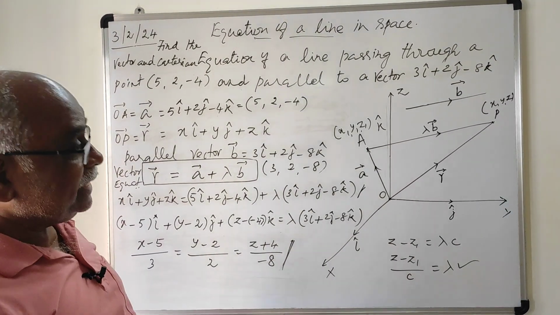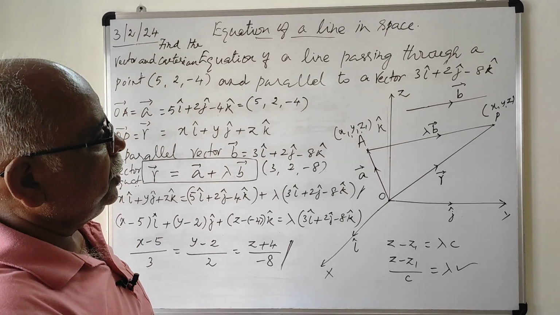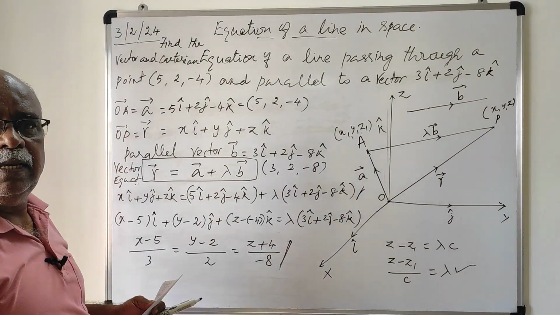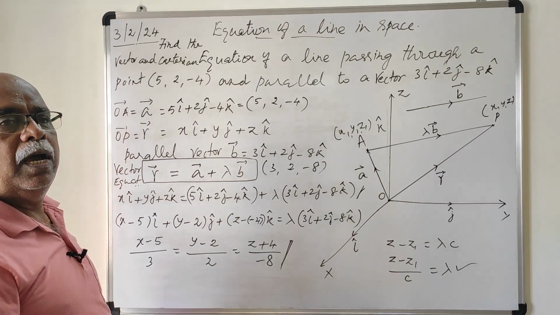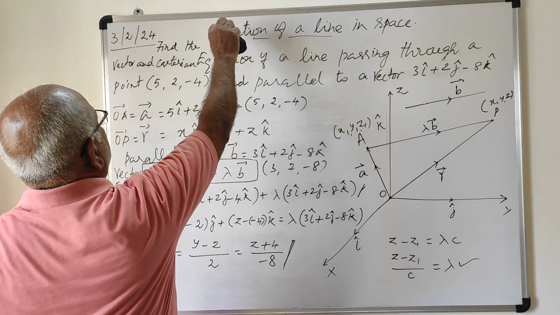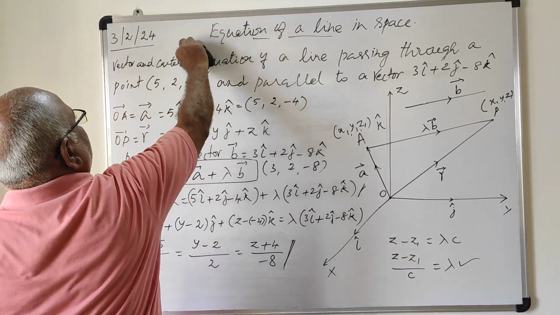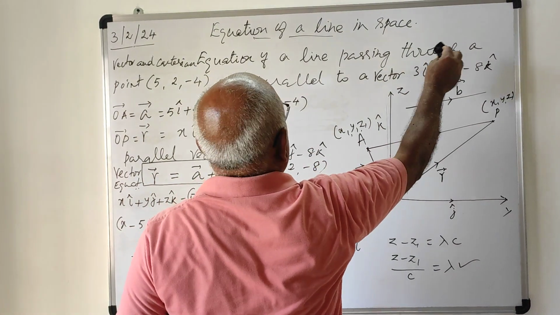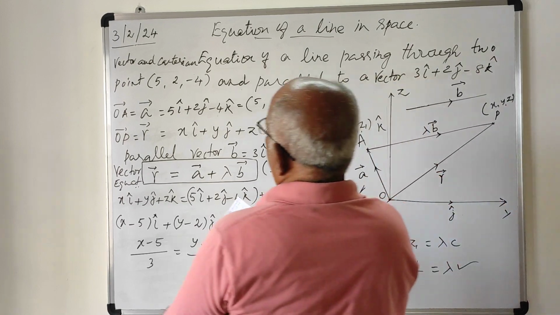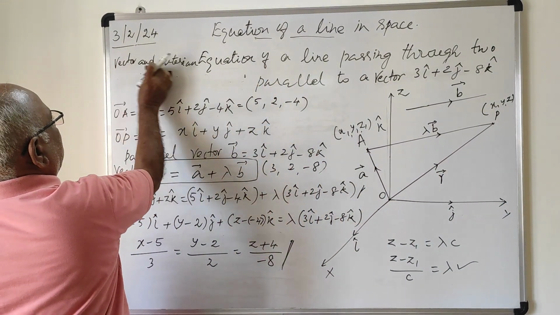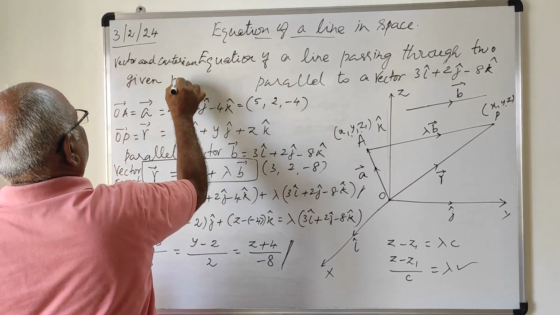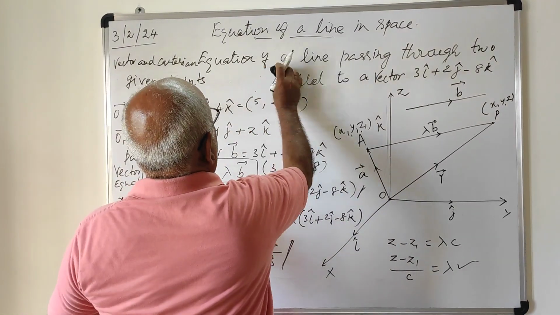Next, I am going to find the vector and Cartesian equation of a line passing through two given points. Our next topic is the vector and Cartesian equation of a line passing through two given points. This is not a parallel vector case.